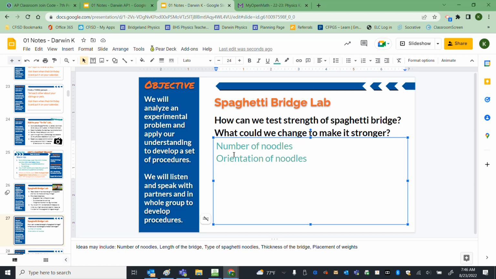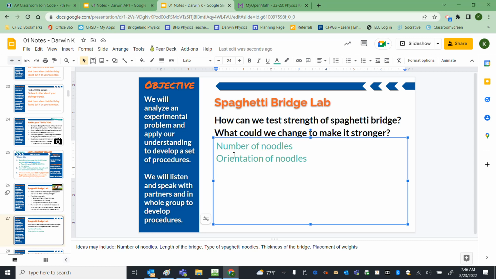You said that was a string, right? Yeah, so you could tie the string, or even just put the noodles through the string and just let it hang there. That would be what I would recommend that you do, rather than trying to tie it on or to balance it. That's why I am giving you a cup with a string, so you can actually put the noodles through here, like that. Okay, so number of noodles, we've got that. Some of you might want to try different orientation of the noodles, so putting them in different directions.